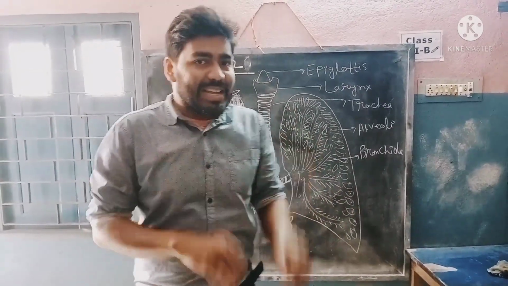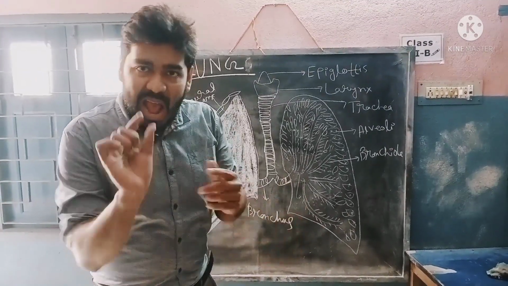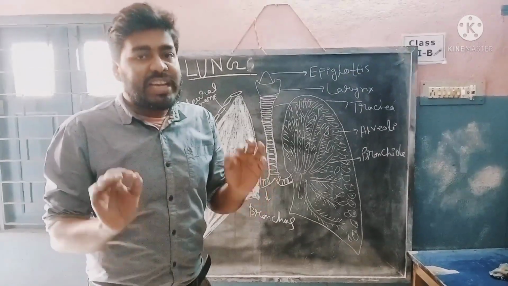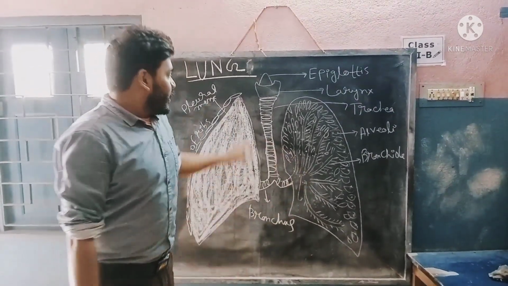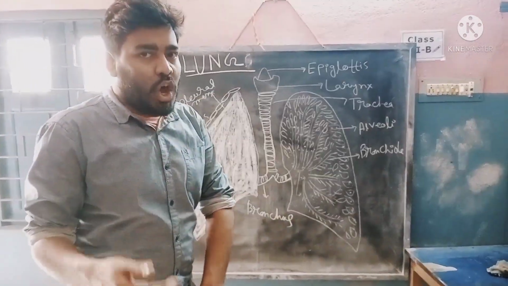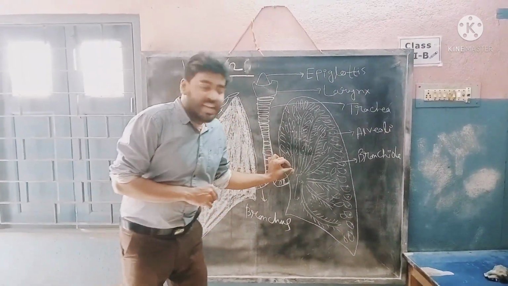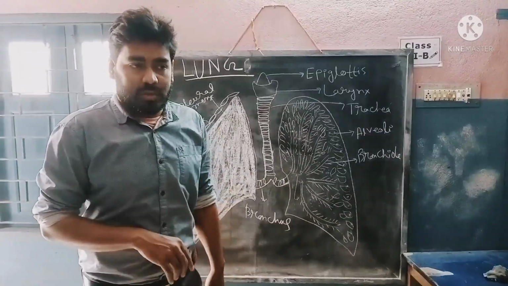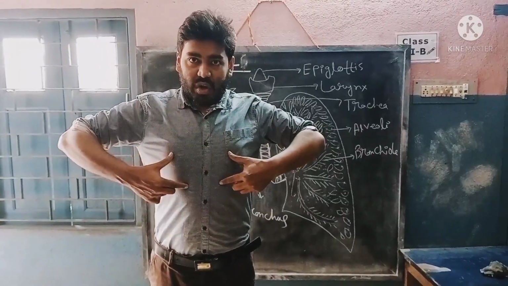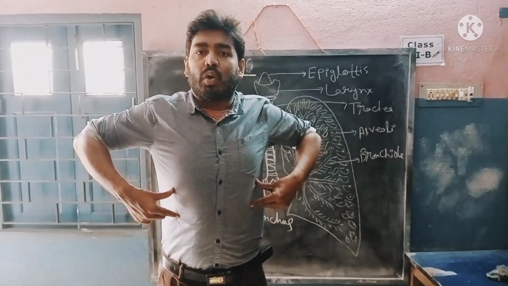So epiglottis, then larynx, then the tube-like structure is called the trachea, and the outer solid ring of the trachea is called the tracheal ring. Then the trachea enters the lungs and forms the bronchus. Then the bronchus is divided into bronchioles. Trachea entered into the lungs. Then trachea divided into bronchus. Then bronchus divided into bronchioles.